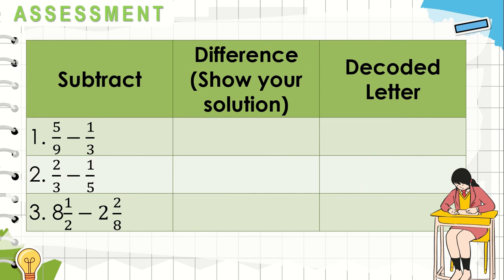Number 1, subtract 5/9 minus 1/3. Number 2, 2/3 minus 1/5. Number 3, 8 and 1/2 minus 2 and 2/8. For the difference, show your solution and write the decoded letter.